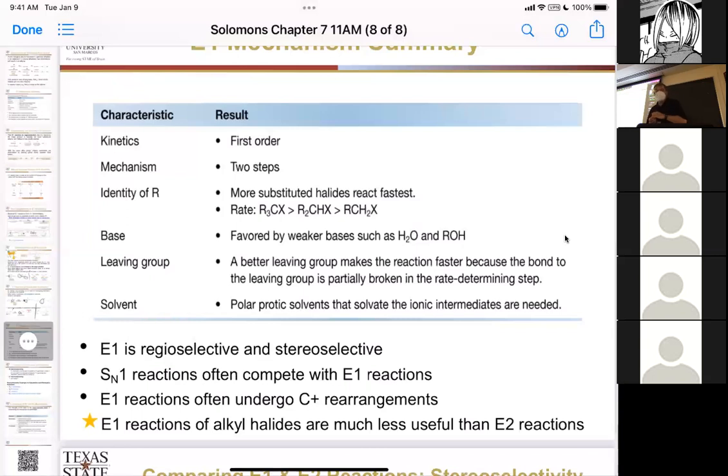All right. So the E1 is both regio and stereo selective, and it is always in competition with the SN1 reaction. Okay. There's usually a rearrangement if it can, so always watch for rearrangements: 1,2 hydride shift, 1,2 methyl shift, and ring expansions. And then these reactions are not as useful because you get 2 products. You get competition products. So it's not as useful as an SN2 because you only get 1 product and it's stereo selective as well.